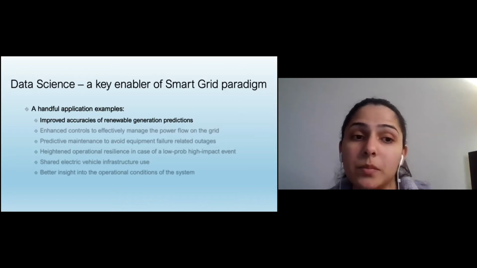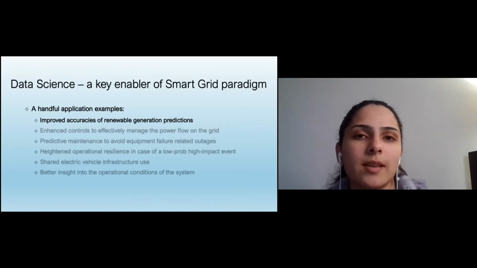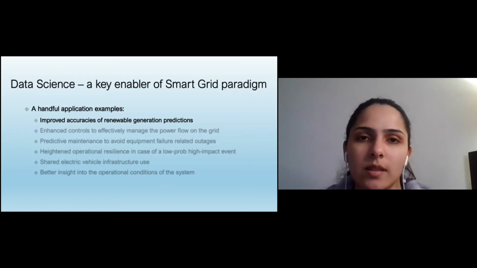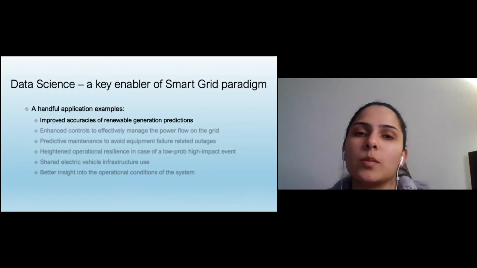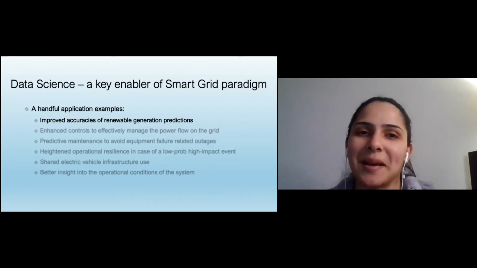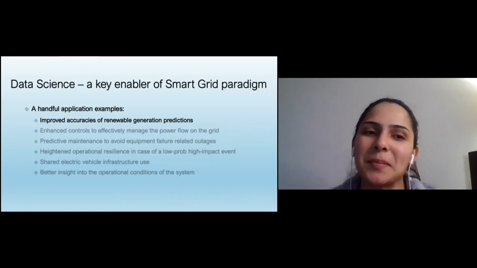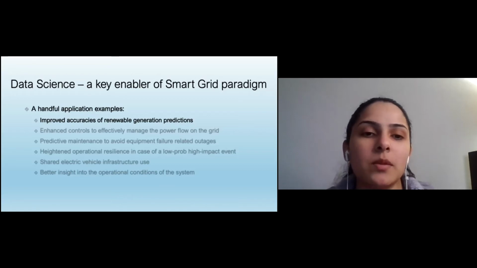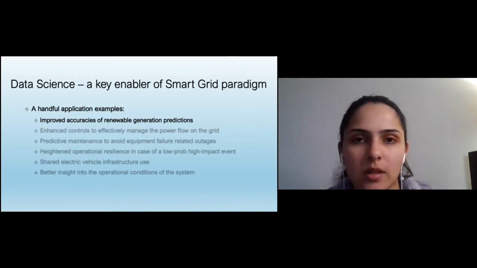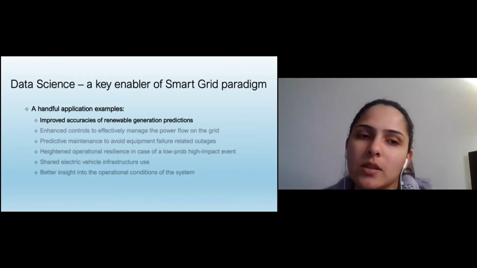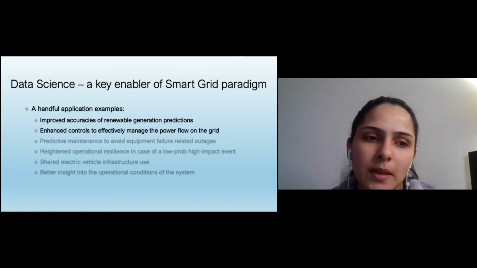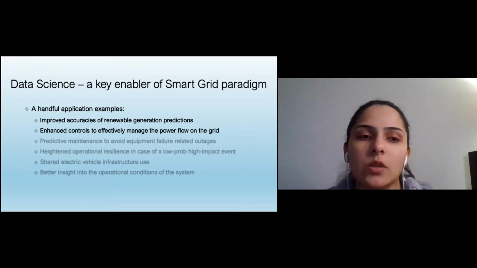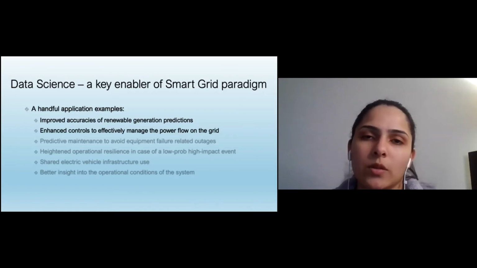But for renewable generation technologies, if they're not able to come up with good predictions, then it gets harder for them to give a number, and harder for grid operators to actually manage the grid in real time when the predicted generation is not getting fed into the grid. So neural networks, recurrent neural networks, for example, are very much relevant here, and can help increase the accuracy. Then there are enhanced controls to effectively manage the power flow on the grid.